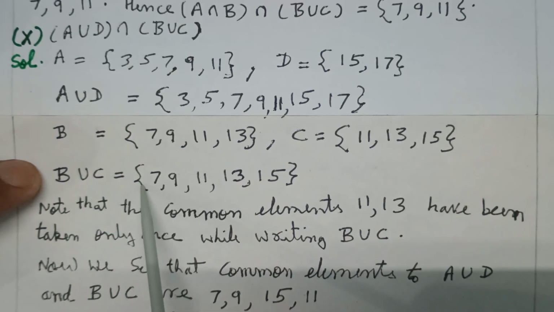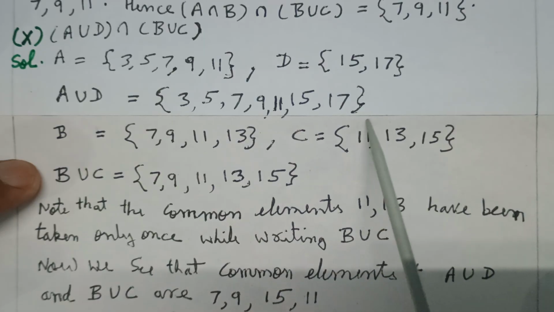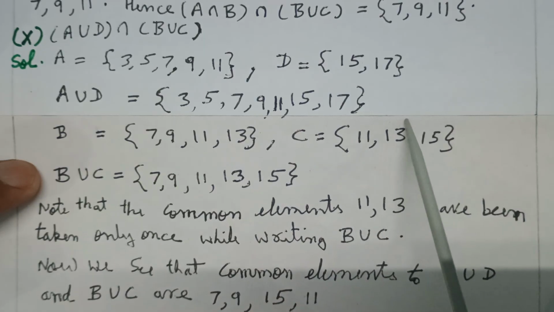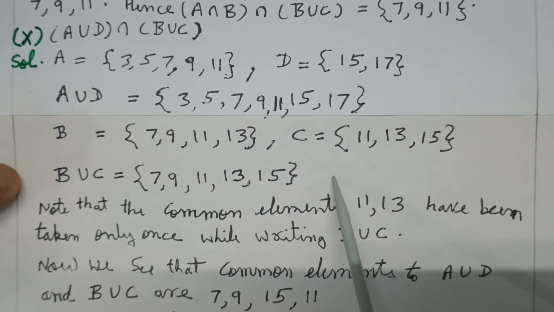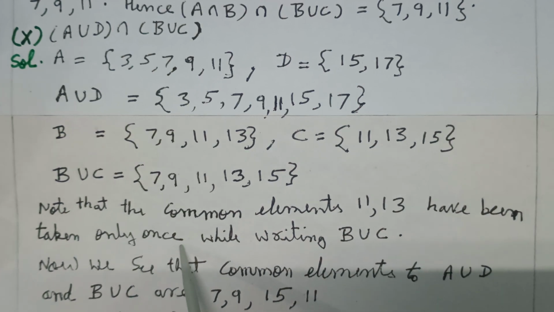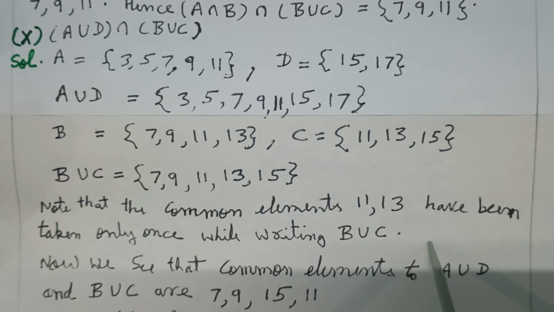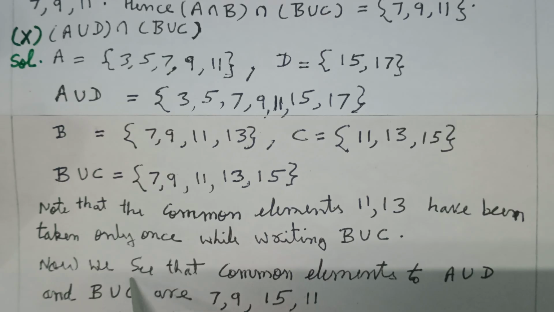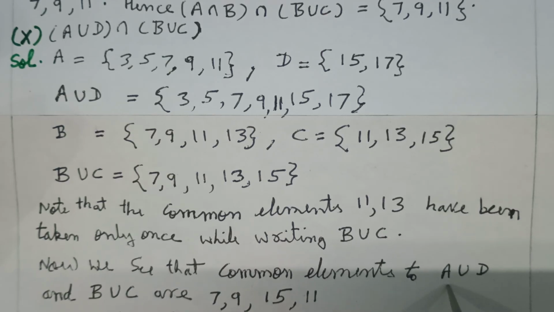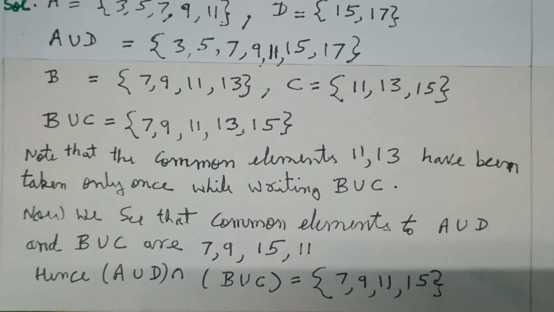So B union C is equal to 7, 9, 11, 13, और 11 ऑलरेडी आ गया, डुप्लीकेट है. 13 ऑलरेडी आ गया है, डुप्लीकेट है. तो 15. So note that common elements 11, 13 have been taken only once while writing B union C. Now we see that common elements to A union D and B union C are.